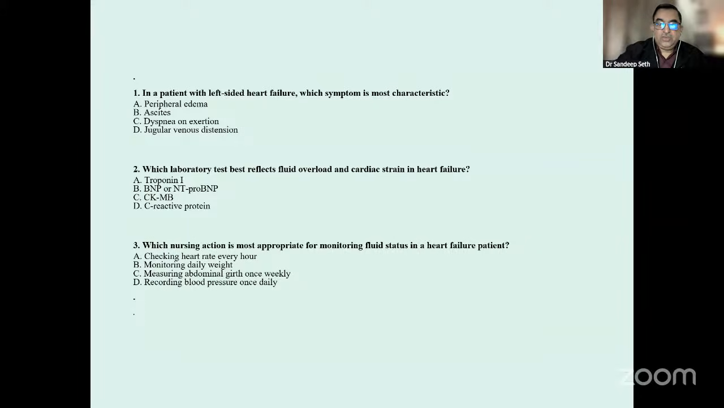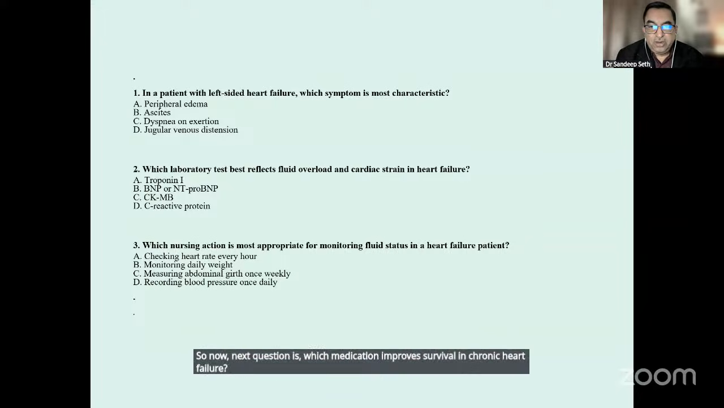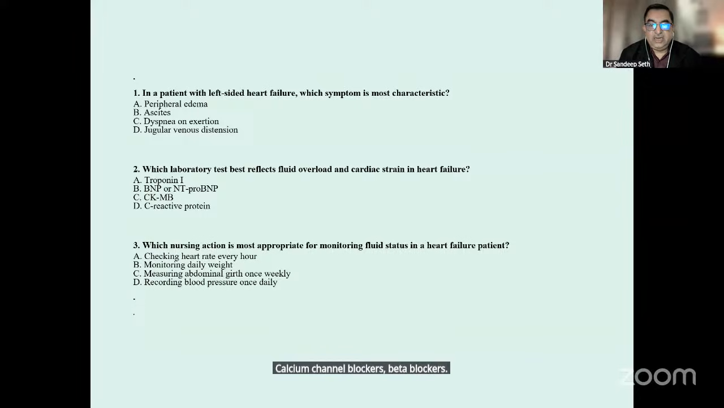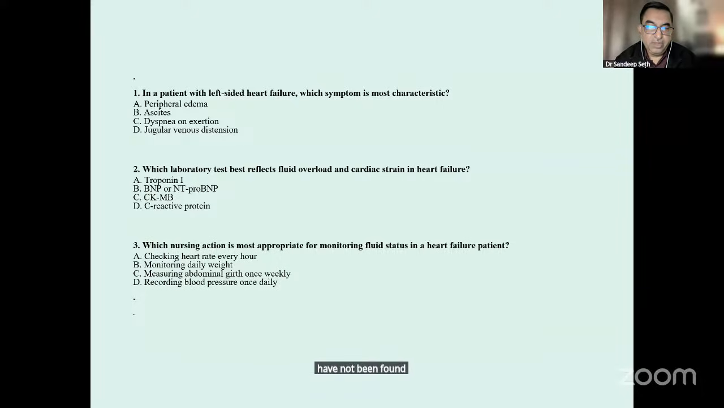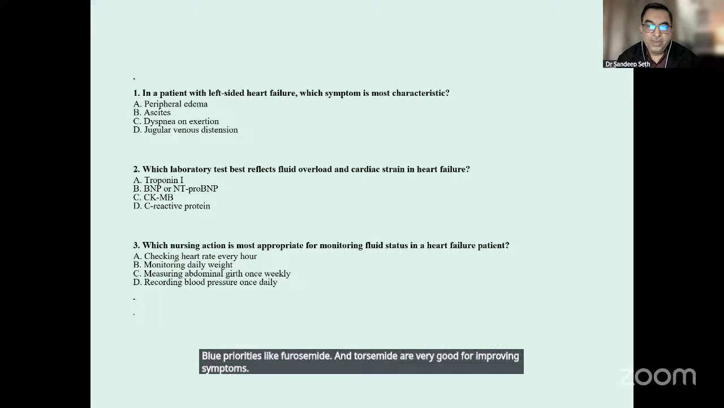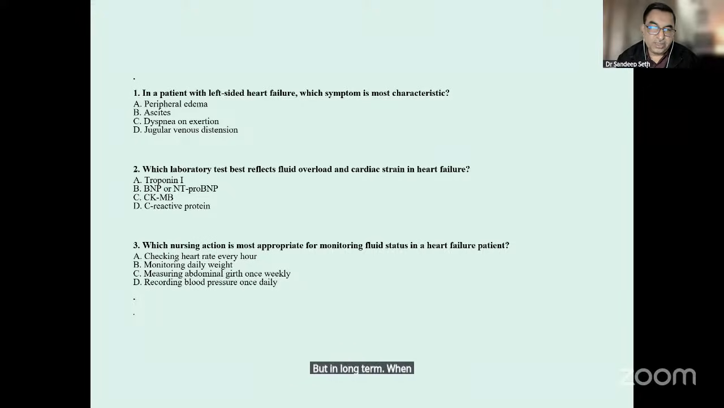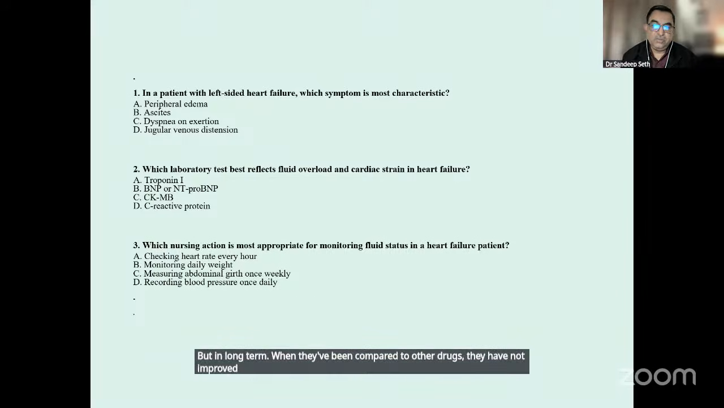So now the next question is, which medication improves survival in chronic heart failure? Calcium channel blockers, beta blockers, loop diuretics, and nitrates. Here it's divided, but let me explain this. Calcium channel blockers have not been found to be useful in patients with heart failure. Loop diuretics like furosemide and torsemide are very good for improving symptoms, but in the long term, when compared to other drugs, they have not improved long-term survival. So there's no mortality benefit.